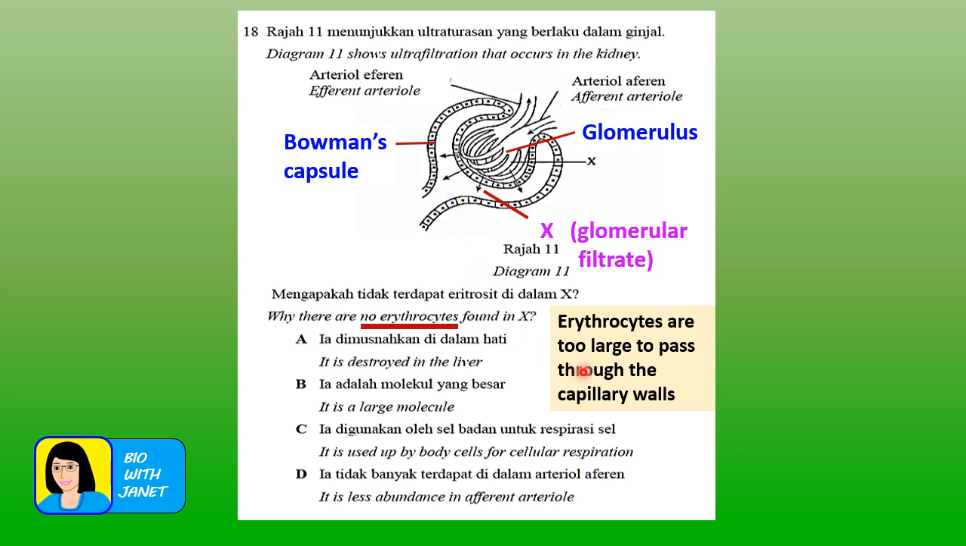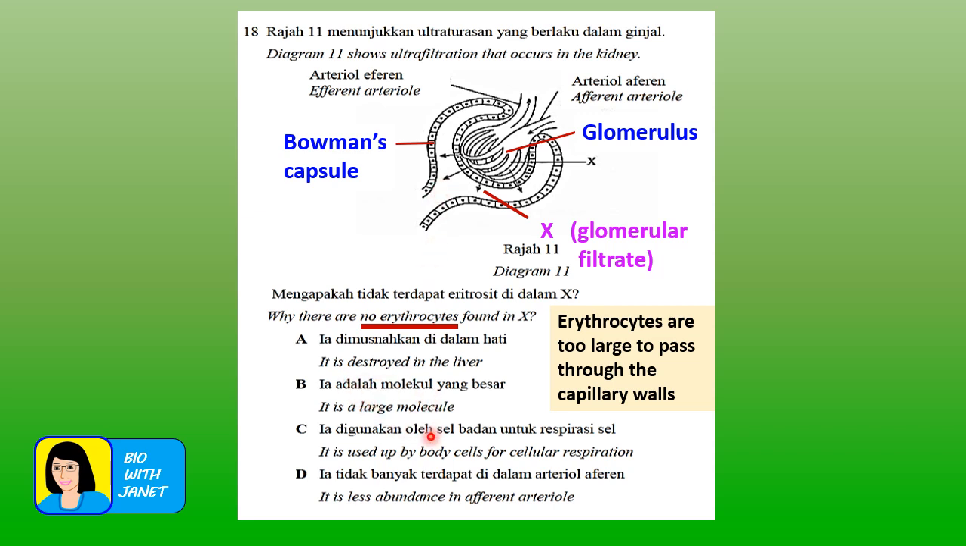The answer is that the erythrocytes are too large to pass through the capillary walls, so they remain inside the glomerulus. They don't come out because they are too large to pass through the pores in the capillary walls. So there are no erythrocytes in the Bowman's capsule here. So what is the right answer? Now let's look at the answers.